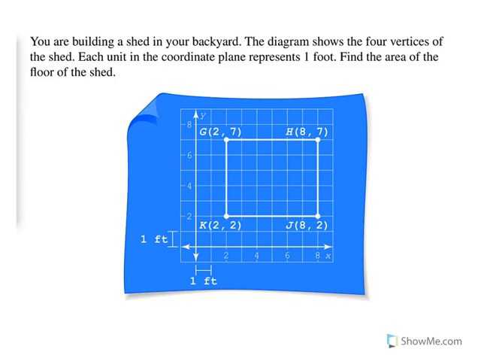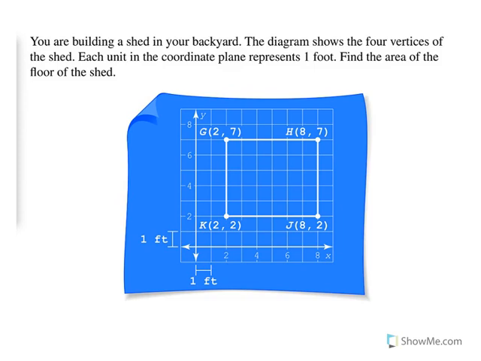So then we're just going to have one more example. This example is a little bit more real life. You're building a shed in your backyard. The diagram shows the 4 vertices of the shed. Remember, those are our points. Each unit in the coordinate plane represents 1 foot, so we want to find the area of the floor of the shed. So maybe we want to know how much plywood we're going to be putting down there, or we're going to paint it. But for some reason, we need to find the area. If we're looking down from a sky view, this is what our floor would look like. And so we just need to find area.